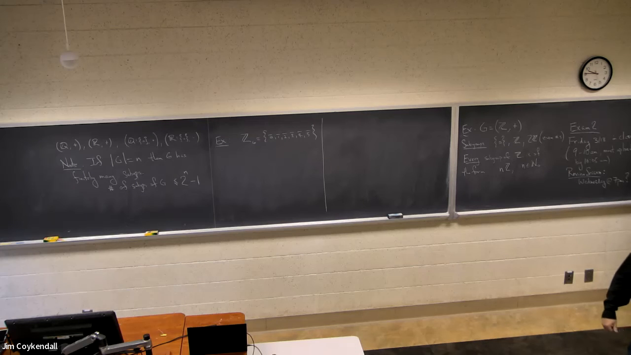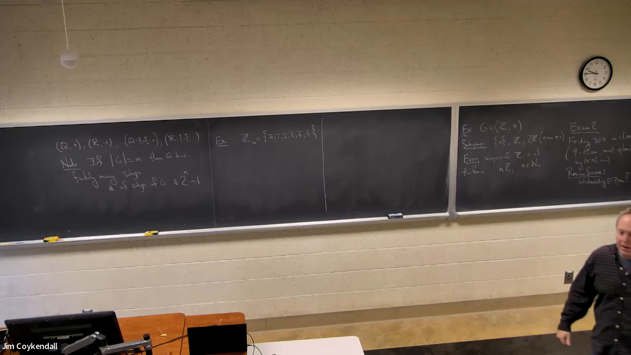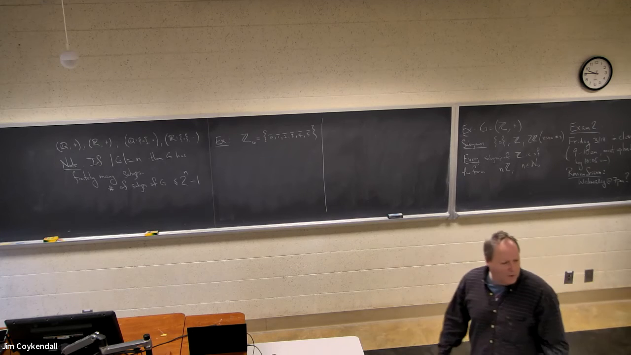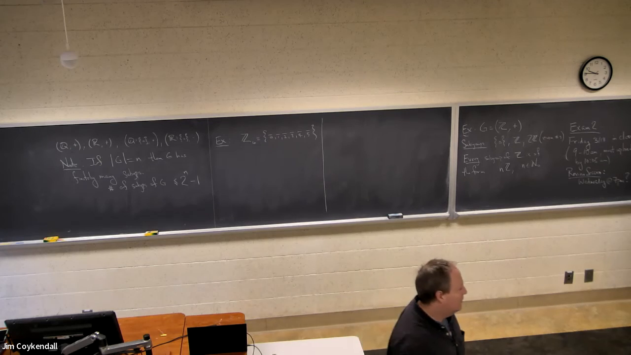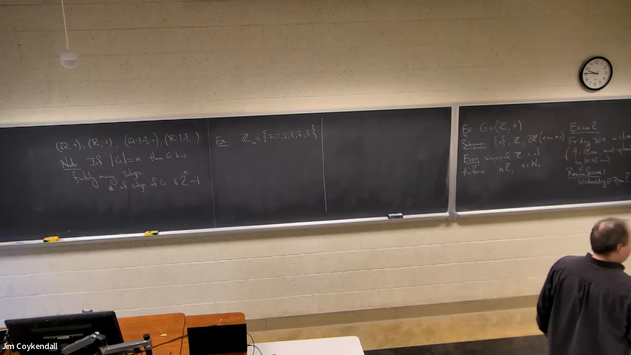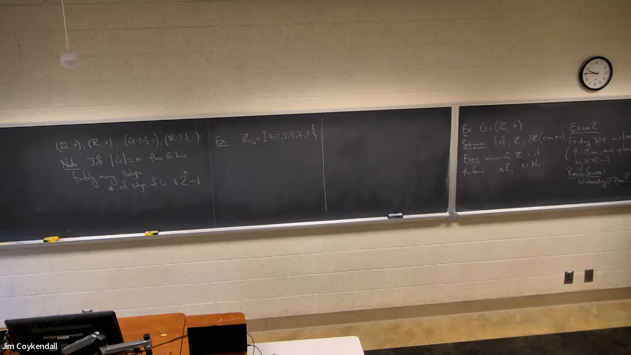Can anybody give me a different group of order 6? Maybe one that's not abelian. This one's abelian, right? It doesn't matter what order I add those things up in, right? Can anybody give me an example of a group that's not abelian and of order 6?